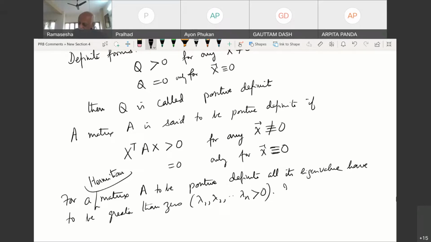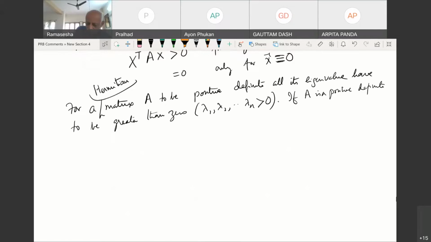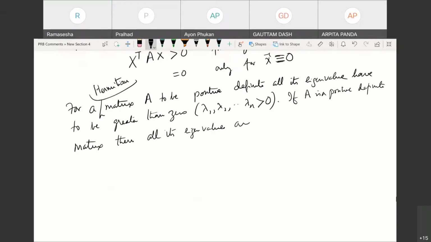If a matrix is positive definite, if A is a positive definite matrix, then all its eigenvalues are greater than 0. Okay, so it goes both ways. It's the theorem. So if A is positive definite, all the eigenvalues are positive. If all the eigenvalues are positive, then A is positive definite. So how do you prove it?